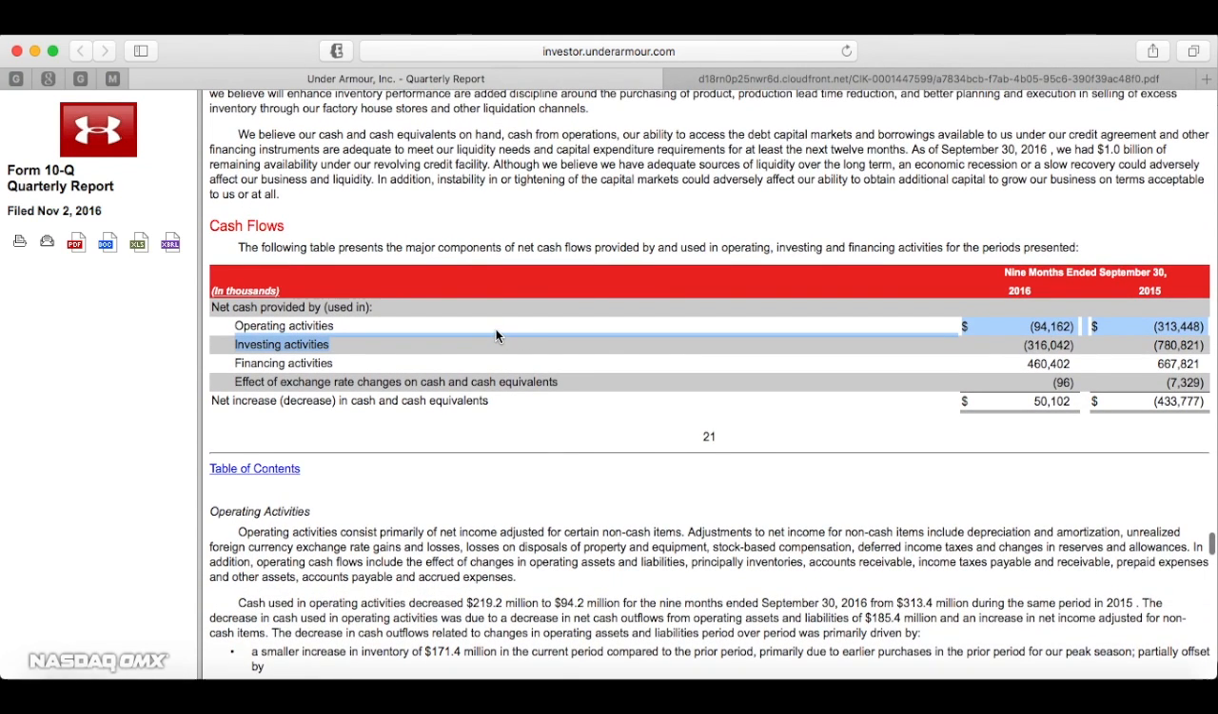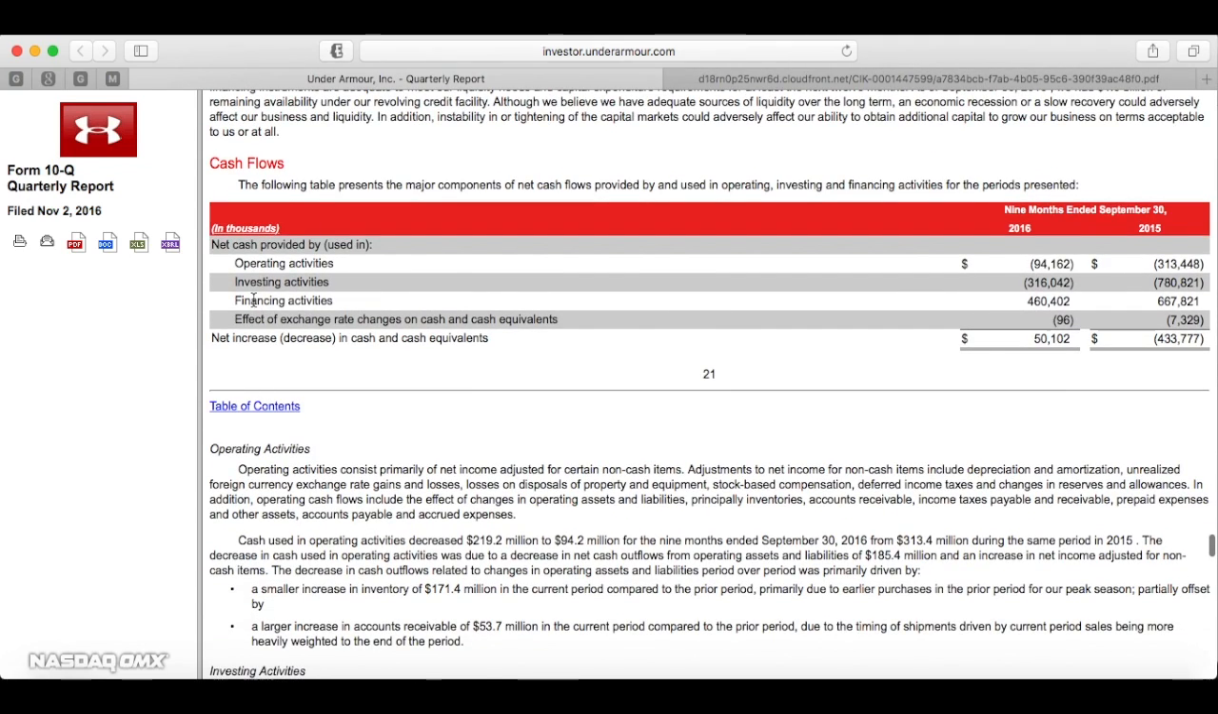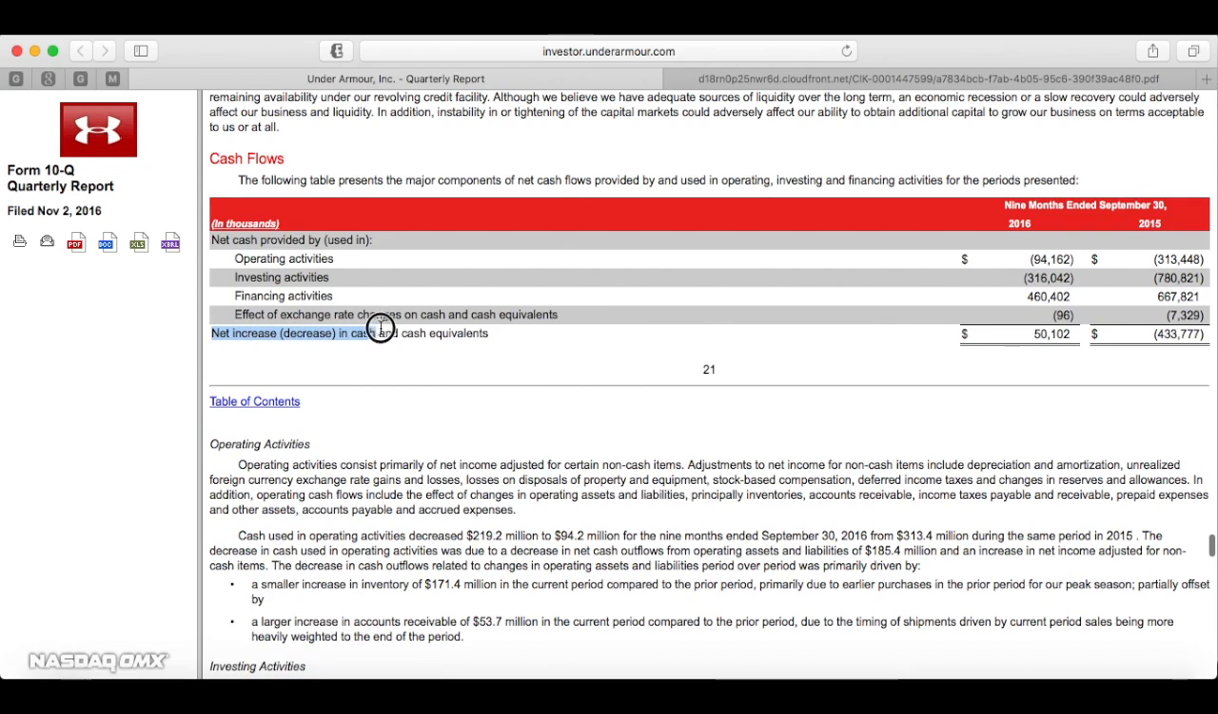Cash flows, again, this is a consolidated table of cash flows. You've got the operating activities, investing activities, financing activities, and then effects on exchange rate. And here's a really nice clean net increase or decrease in cash and cash equivalents. For the prior period, Under Armour really had a decrease, but this time it's increased.